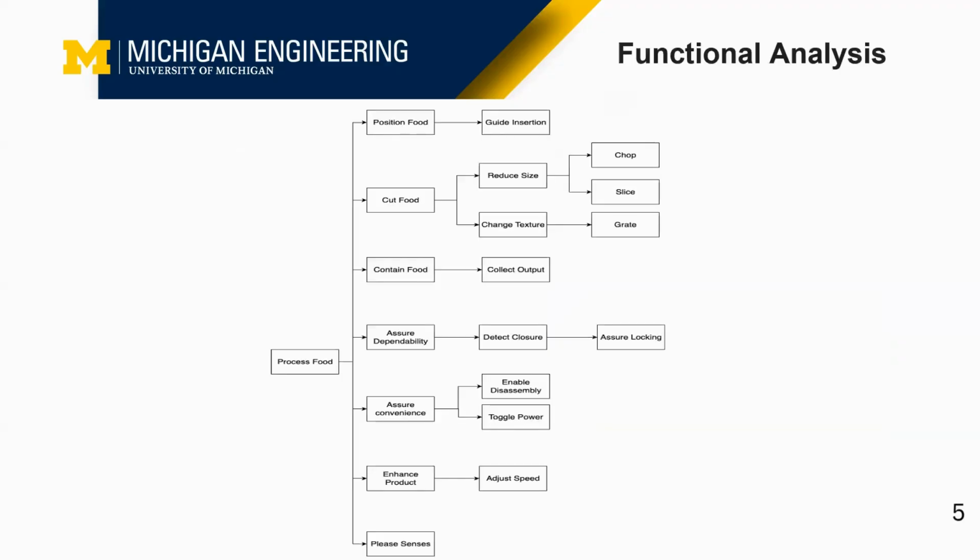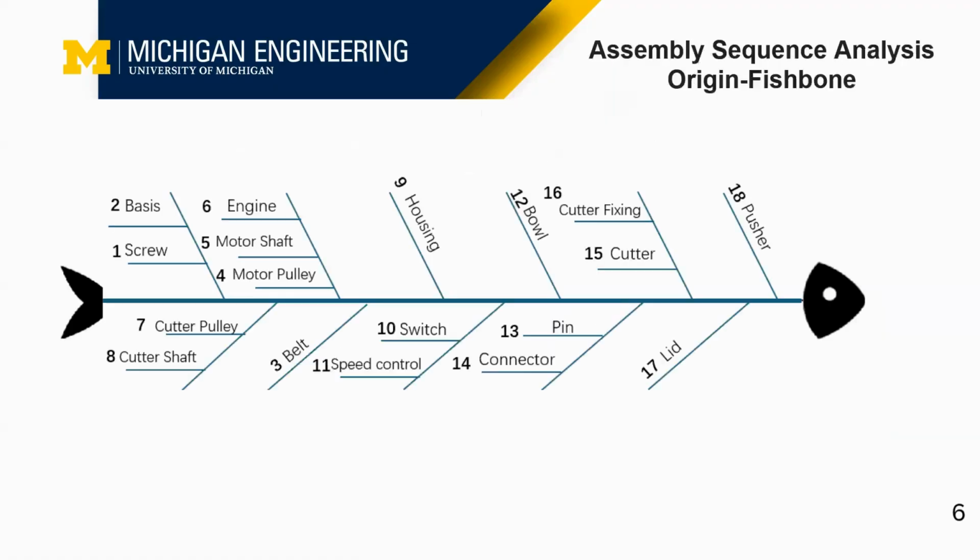Next up, we have the functional analysis. As mentioned before, the main task is to process the food. Here are 3 basic functions and 4 supporting functions. Next up, we have the original fishbone diagram for the design.